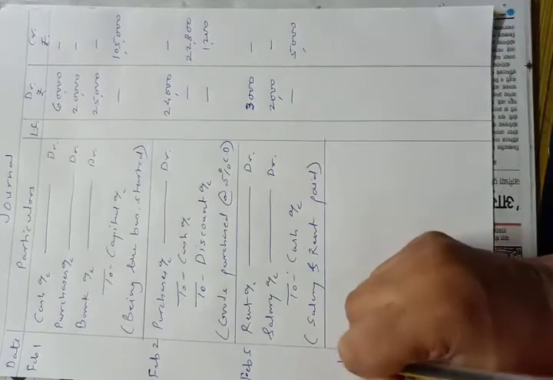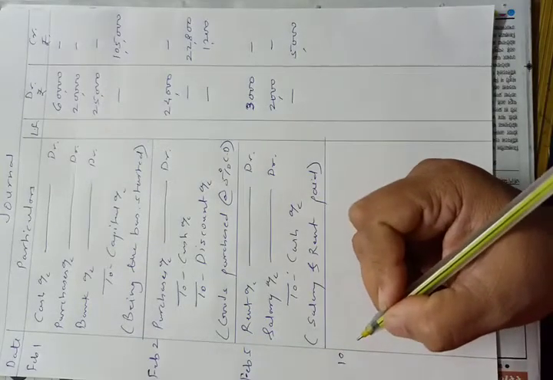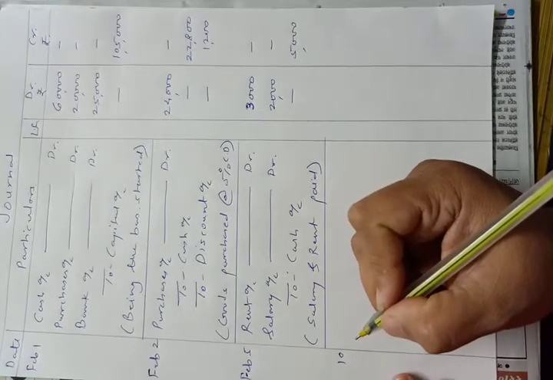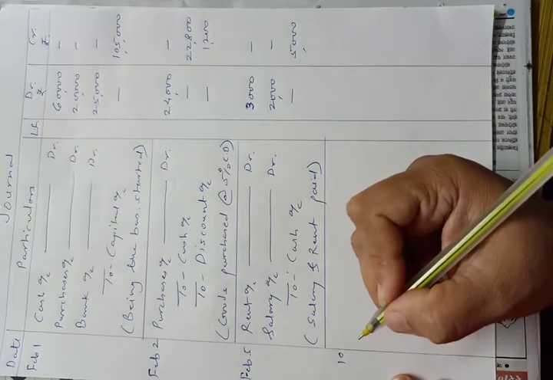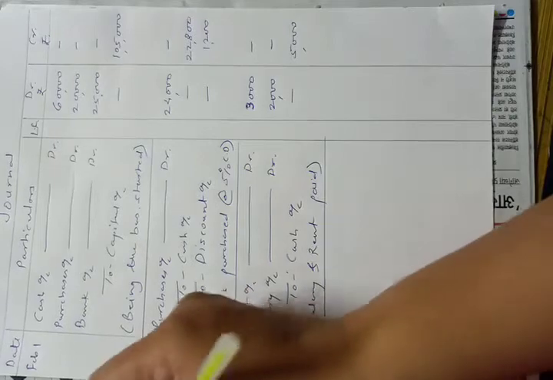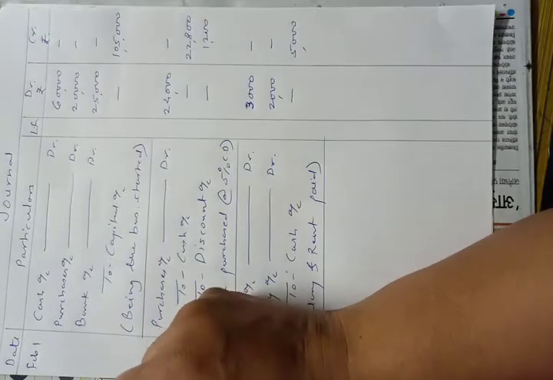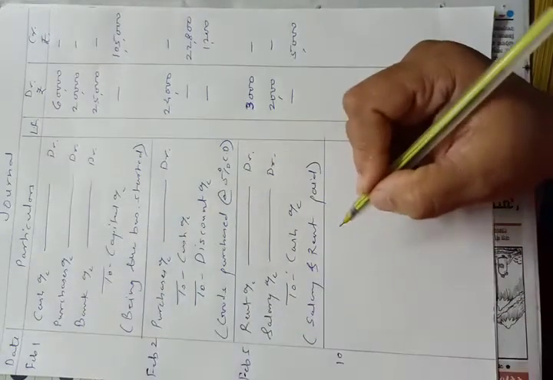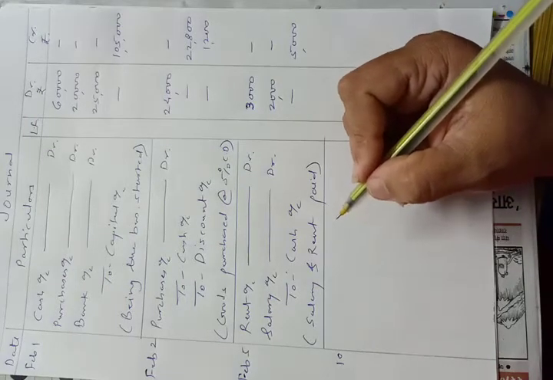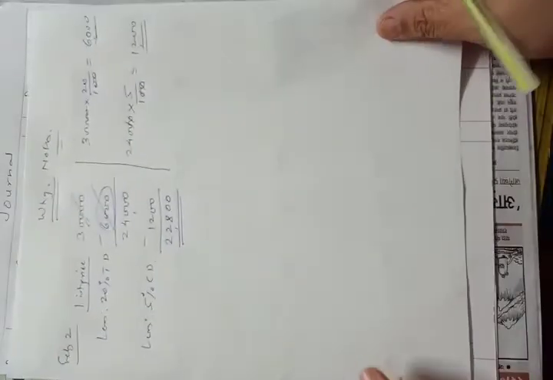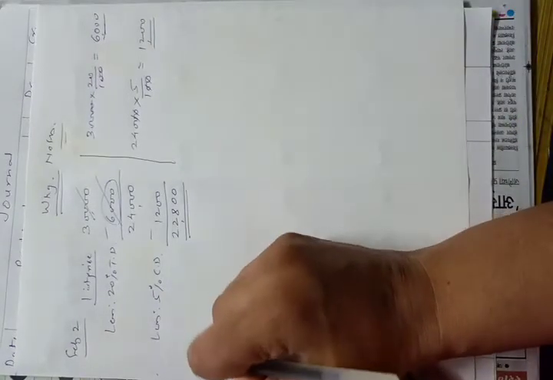Now the entry of February 10th. Sold goods to Nupur rupees 50,000 and it should be at 20% trade discount and 5% cash discount. Half amount received immediately. Okay. Now we have to calculate here. So working note of February 10th.